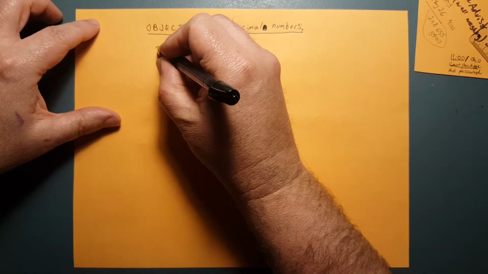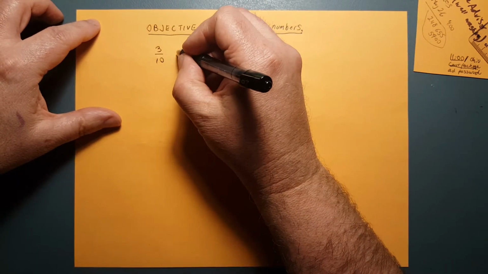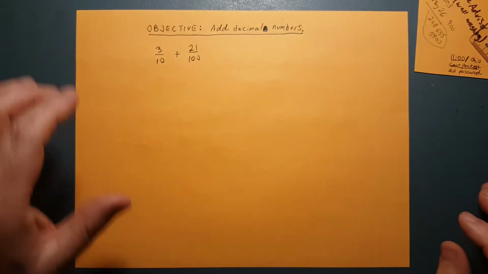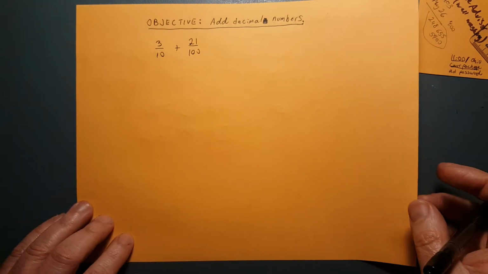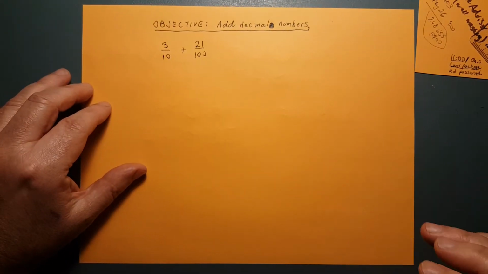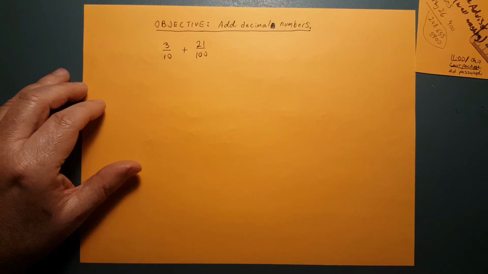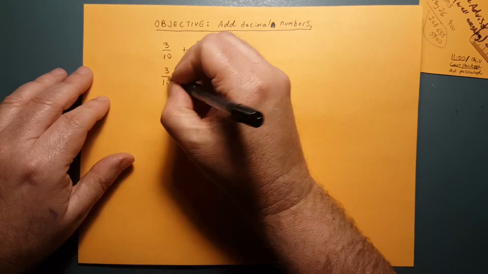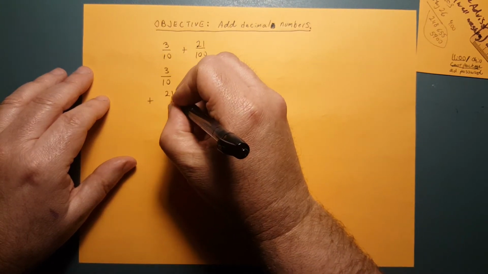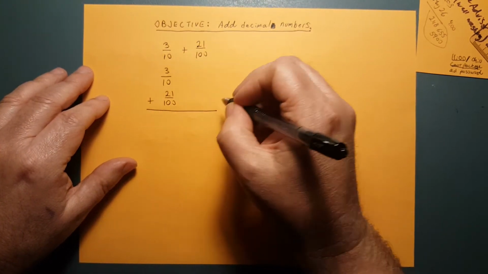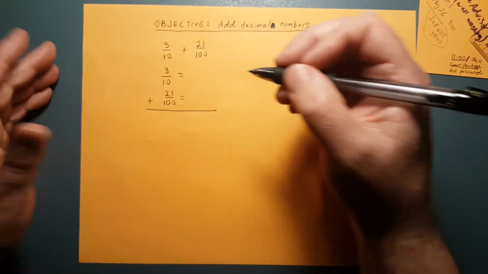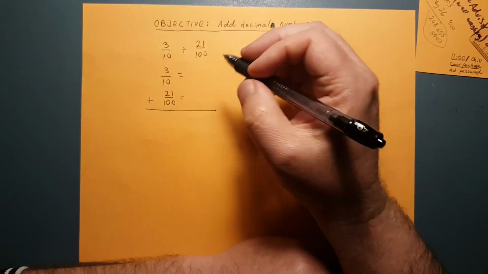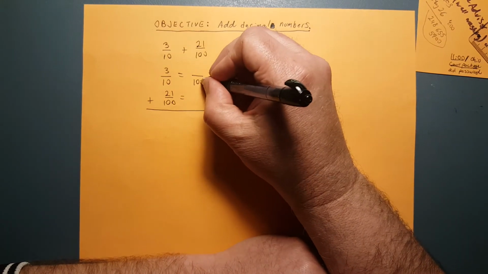Let's say you have a problem like this: 3/10 plus 21/100. Well, we've learned earlier in the year when we were face to face that we write these up and down. So we should write 3/10 plus 21/100. And to add them as fractions, we need to have a common denominator. So we have to find the least common denominator of 10 and 100. Turns out that it's 100.